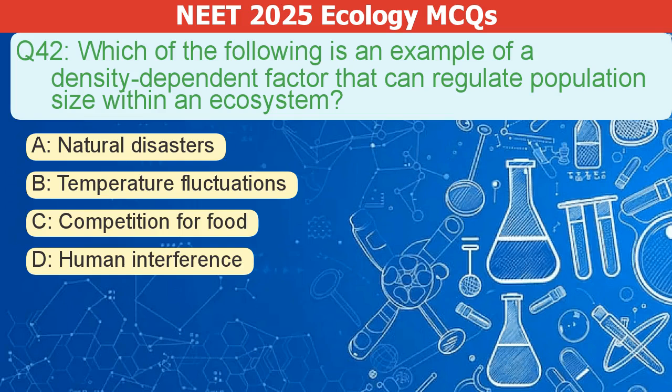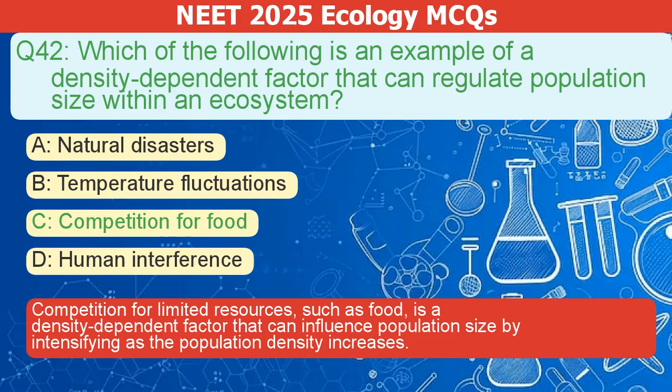Which of the following is an example of a density-dependent factor that can regulate population size within an ecosystem? A. Natural disasters. B. Temperature fluctuations. C. Competition for food. D. Human interference. The correct answer is C. Competition for limited resources, such as food, is a density-dependent factor. It can influence population size by intensifying as population density increases.